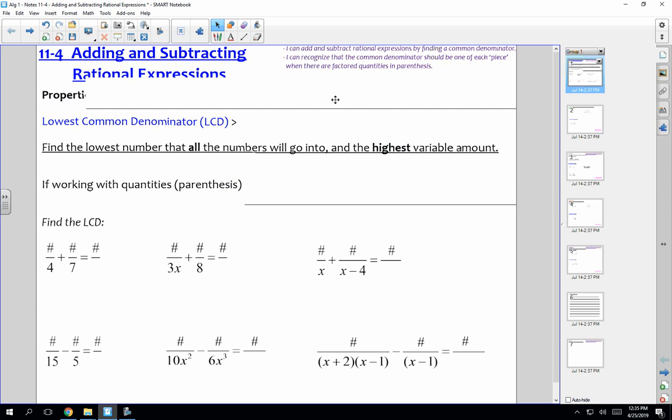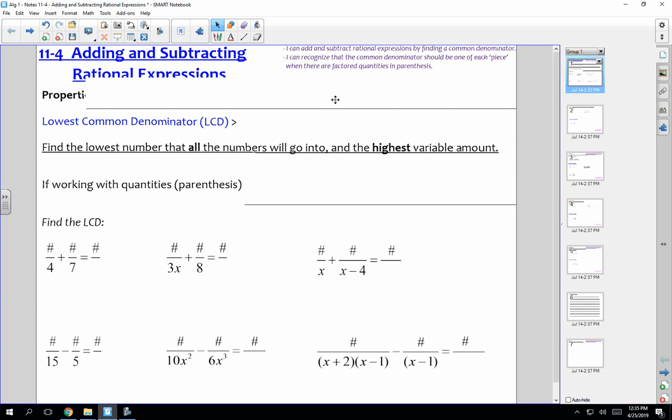Or you can start with the bigger of the two, if we're just looking at two of them, like the 7, and ask yourself the question, will 4 go into 7? If it won't, then you've got to double 7, multiply 7 by 2, so you get 14. Does 4 go into 14? No. Triple it. Does 4 go into 21? No. And then finally, does 4 go into 28? Yes. You just keep doubling, tripling, eventually multiply by 4.